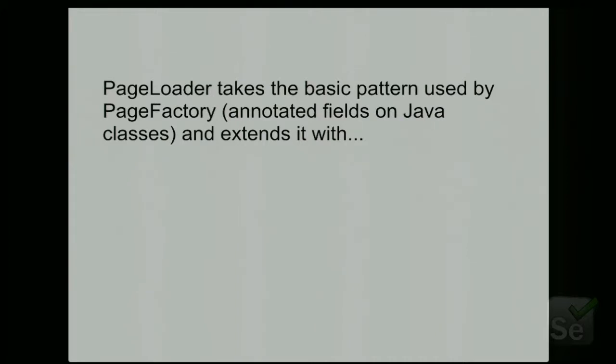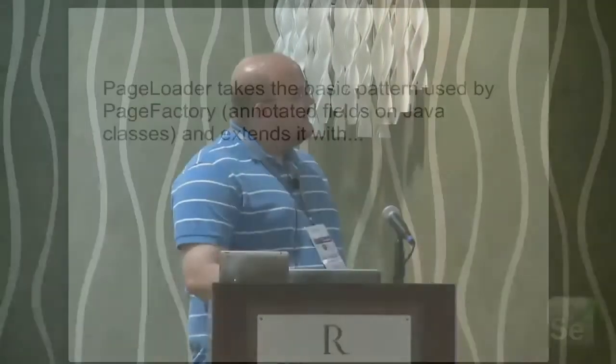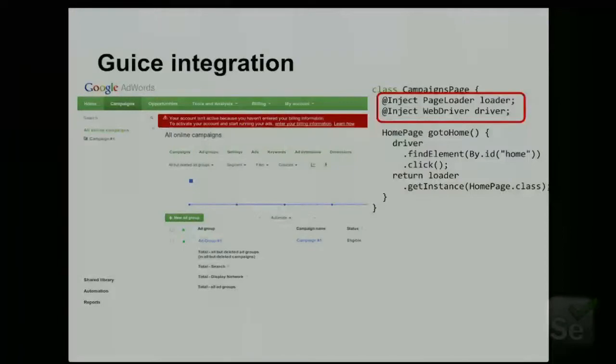But what I ran into as I was trying to use that to model our pages is that there's a lot of boilerplate that I didn't like, and it was hard to model certain types of pages. And so I extended that idea and created PageLoader. The first thing I did is that we use Guice a lot in the teams I'm working with, so my framework is very tied to Guice and fully supports Guice and allows you to inject things into your page objects directly, and it works how you would expect.